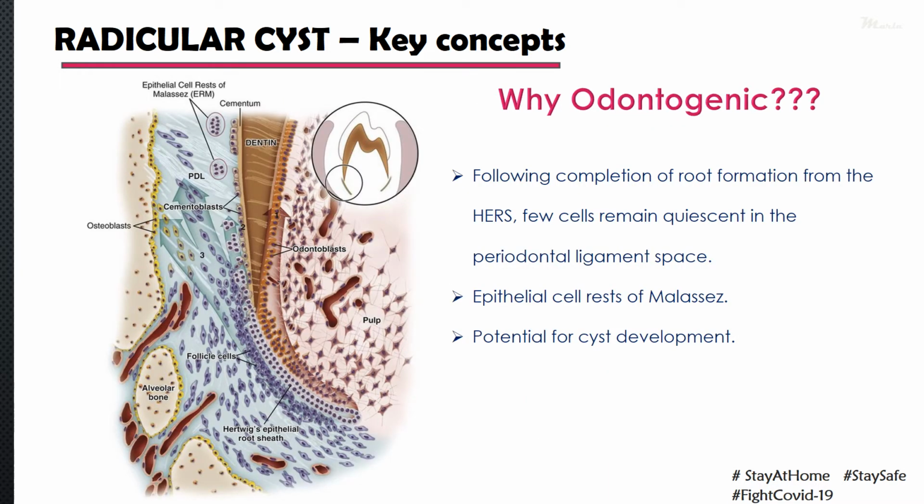So this Hertwig's epithelial root sheath would give rise to the development of the root. Following the completion of root, this Hertwig's epithelial root sheath gives rise to certain resting cells, also referred to as epithelial cell rests of Malassez. These cell rests reside in the periodontal ligament space and are quiescent throughout life. It is these epithelial cell rests of Malassez which have the potential for development into a cyst, and these are the cells which are related to the radicular cyst.